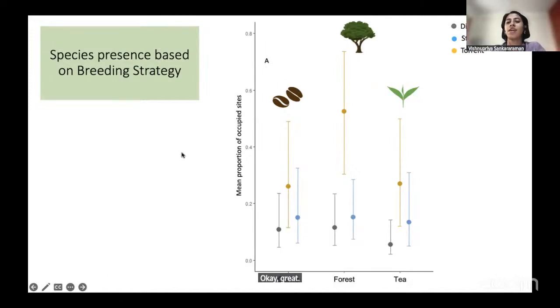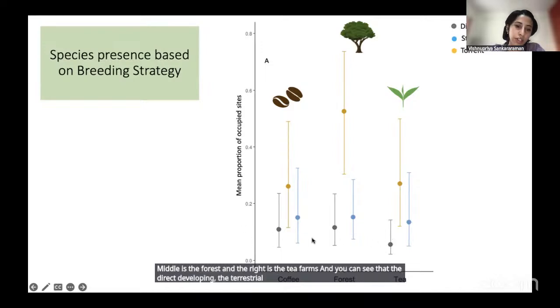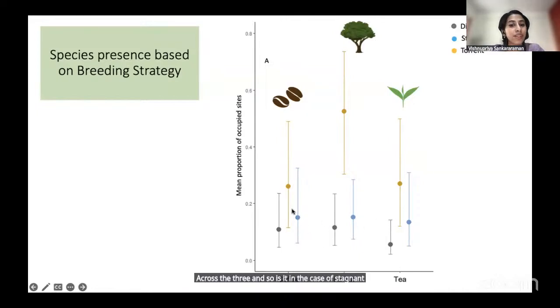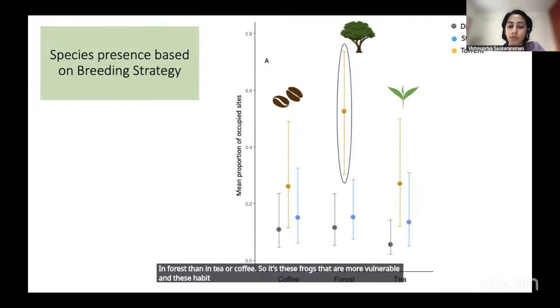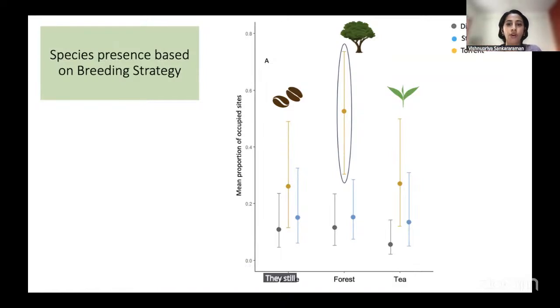Okay, great. Yeah. So what you can see out here is basically that leftmost is the coffee farms, middle is the forest, and the right is the tea farms. And you can see that the direct developing, the terrestrial frogs have very similar probability of being there in these habitats across the three. And so is it in the case of stagnant water frogs. But it's the torrent breeding, the fast water breeding frogs that are much higher in forests than in tea or coffee. So it's these frogs that are more vulnerable, and these habitats, the torrent habitats that are more vulnerable. And so even though coffee has some amount of torrent habitat, they still have much lower presence of these torrent breeding frogs than intact forests seem to have.